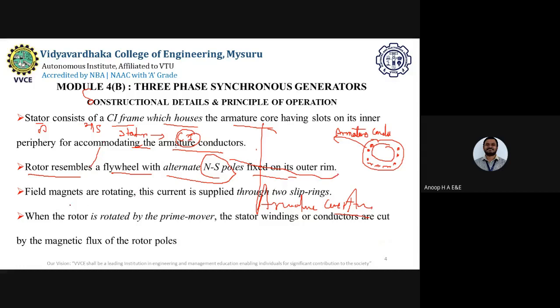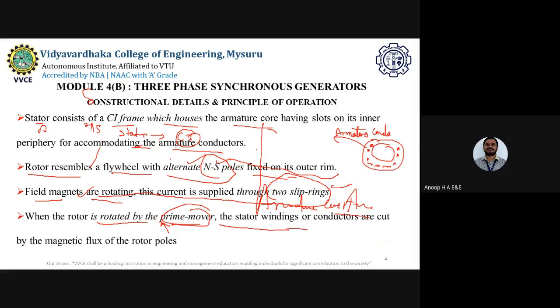These are responsible for the field magnets, which are rotating in nature. The current is supplied through two slip rings. When I say the rotor resembles a flywheel, you will be having alternate north and south poles, and these field magnets are rotating, with the current supplied through two slip rings in the machine. So when the rotor is rotated by the prime mover, the rotor gets the mechanical input, which is why it is connected to the prime mover.